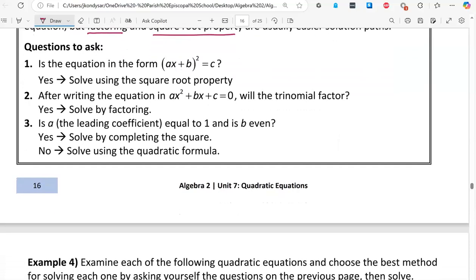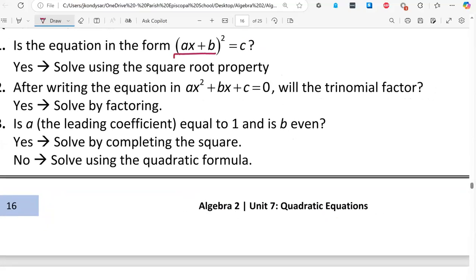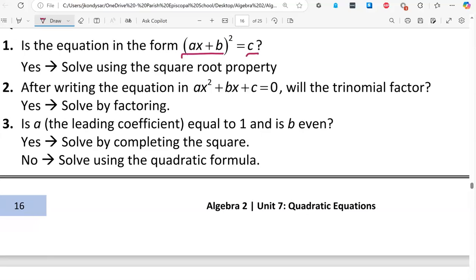So first, do you have an equation in the form something squared, some expression squared, equals another number? If you do, use that square root property. Just take the square root of both sides. Number 2, if it's not in that form, if I put it in standard form, ax squared plus bx plus c equals 0, will it factor? If yes, go ahead and solve by factoring. You know how to do that really well by this point, and that will probably be your easier solution path.